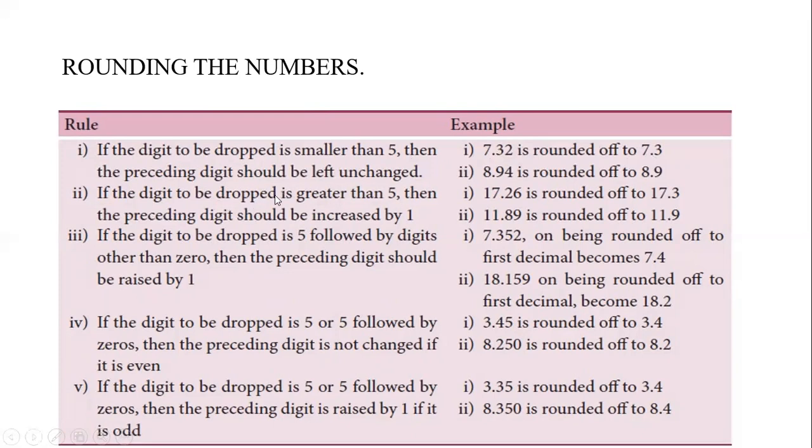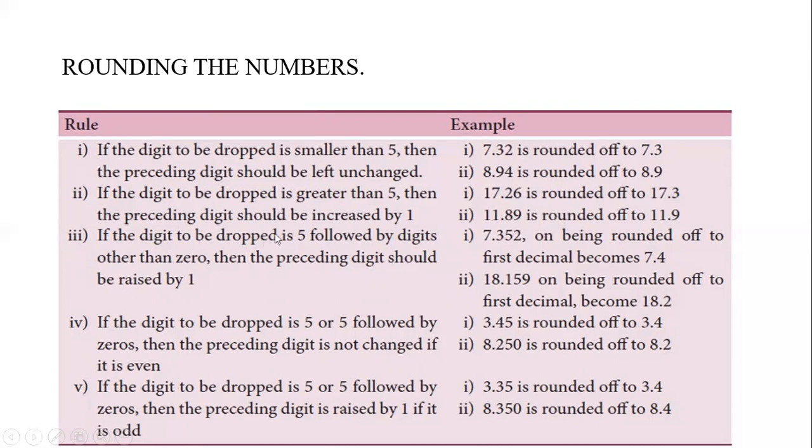If the digit to be dropped is greater than 5, then the preceding digit should be increased by 1. Have a look at this term 17.26. 6 is greater than 5, so we will simply add 1 to the preceding number. The preceding number is 2, so it can be written as 17.3. Another example, 11.89. The last number is greater than 5, so we will just add 1 to the preceding value. It becomes 11.9.